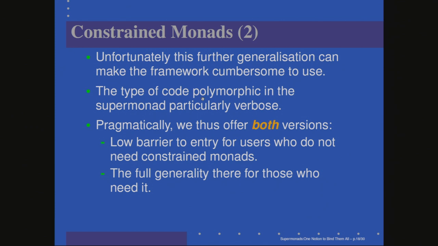Okay. Again, as long as the code is not polymorphic in the monad, then things are fine. But when it is polymorphic in the monad, it becomes a bit unwieldy, in particular with the constrained monads. Okay. So that's what we do, and it's not an ideal solution. But again, we view this as a sort of stepping stone to allow us to explore this space, and hopefully, at some point, some better solutions will come along.